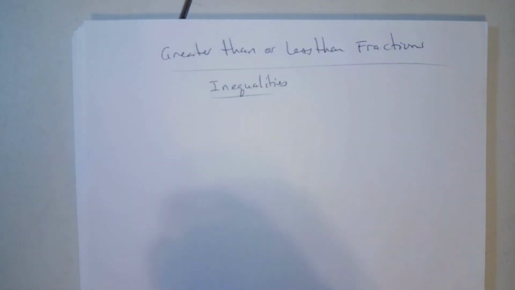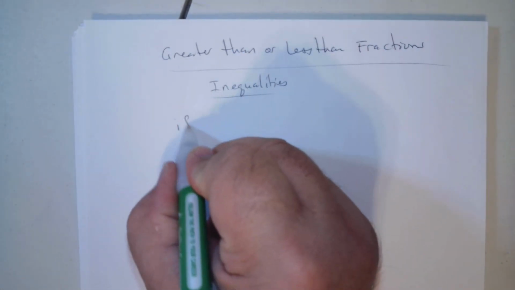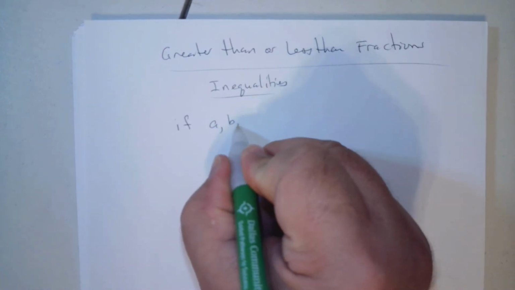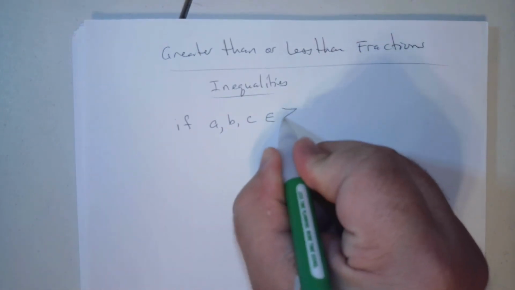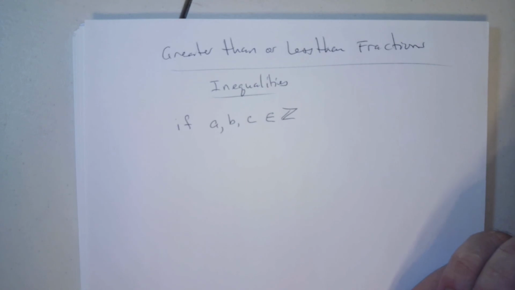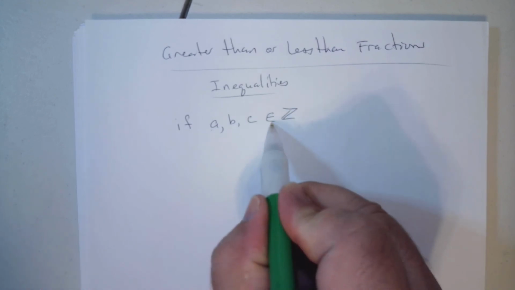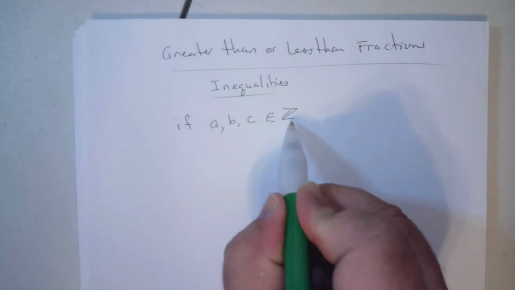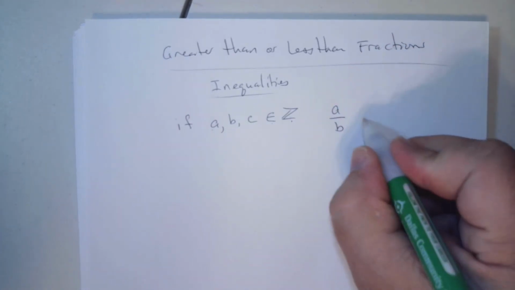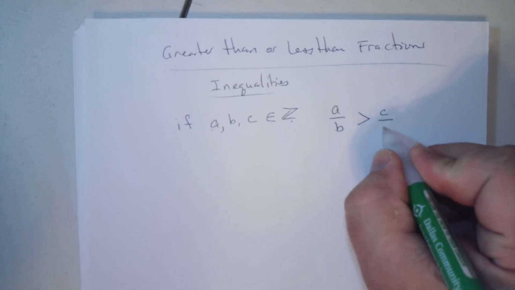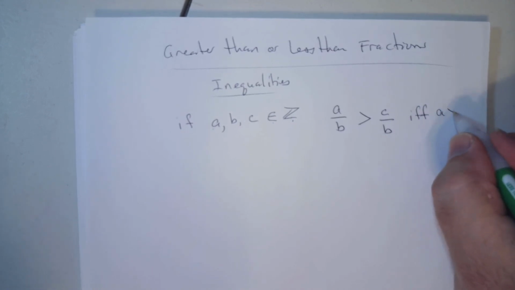Inequalities of fractions. So, if A, B, and C all belong to rational numbers, every number is rational, A over 1, B over 1, C over 1. So, if A, B, and C are all elements of integers, then A over B is greater than C over B if and only if A is greater than C.